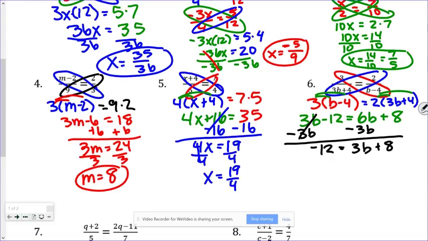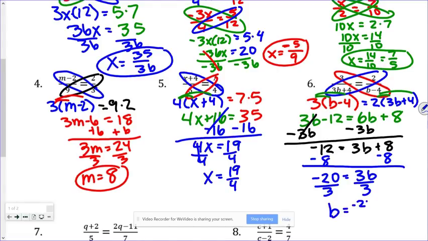Okay, now I need to move the 8 over. So the opposite of positive 8 is minus 8, minus 8. So I have negative 20 is equal to 3b. Divide both by the number in front of b. So b is equal to negative 20 over 3. Check if you could simplify that or reduce. Okay, I can't divide by 3. I can't divide both by 2. So that is my simplified answer, negative 20 over 3.